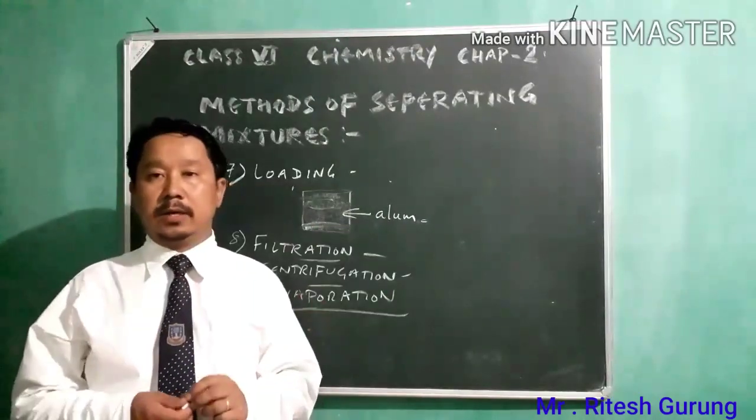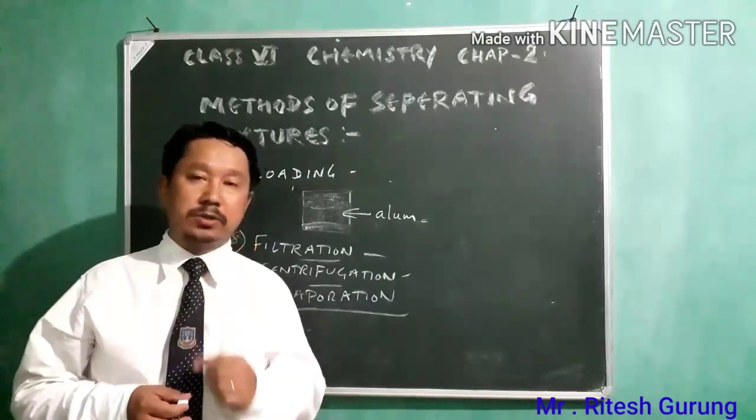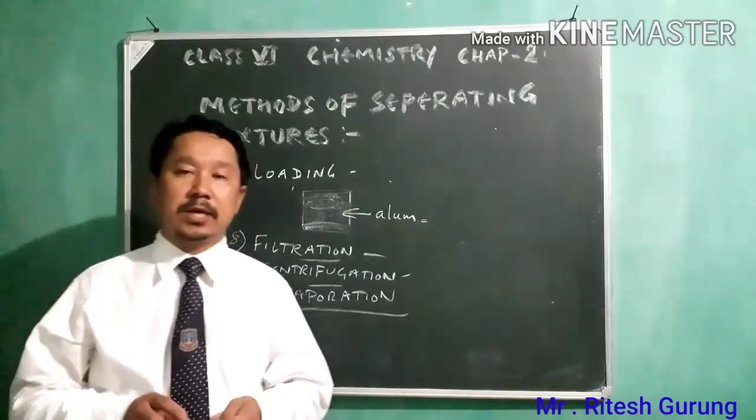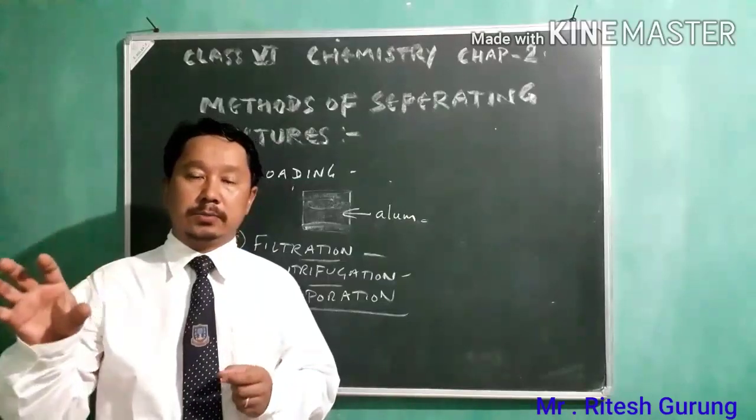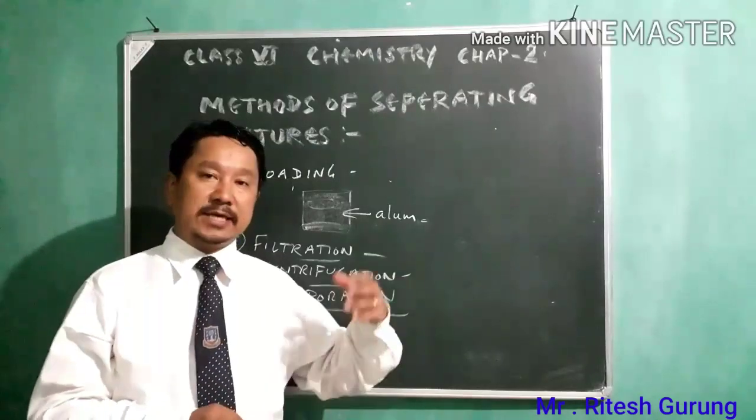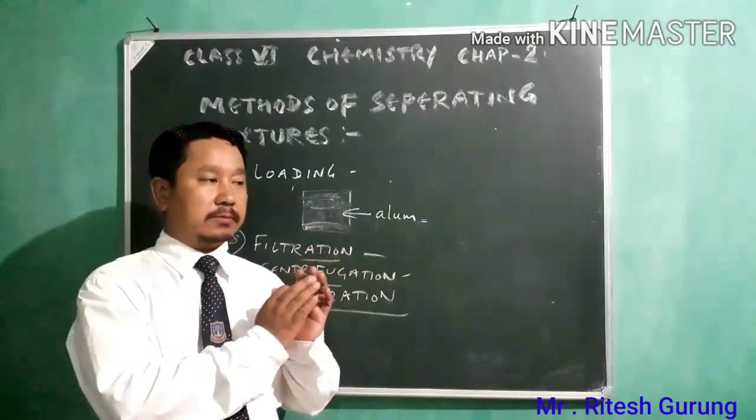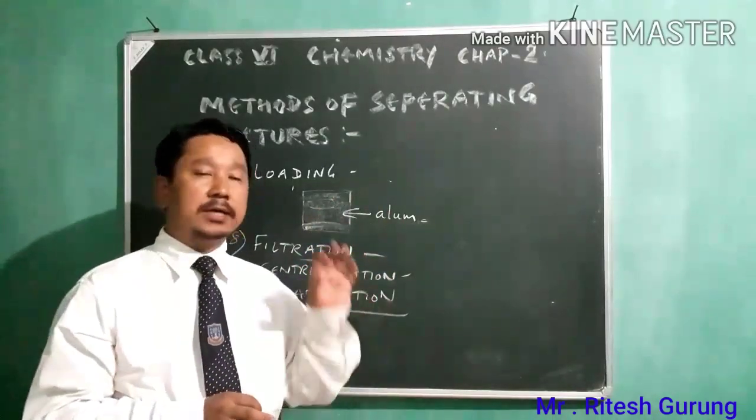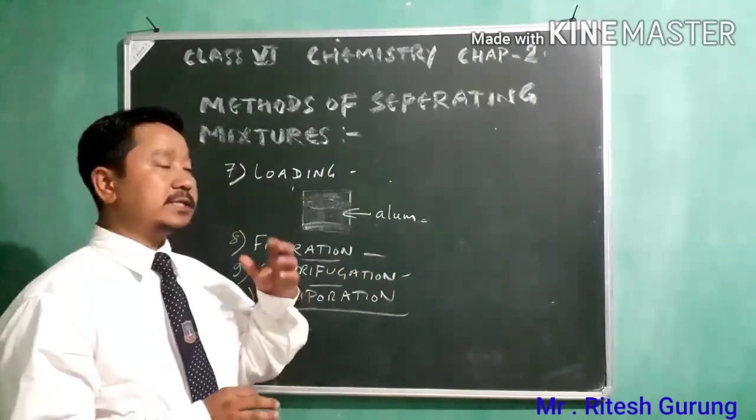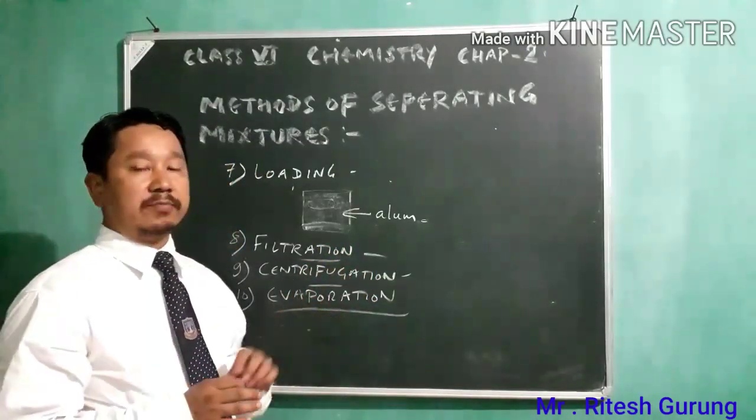So for example, obtaining salt from seawater. As you all know, seawater is rich in salt. So on a large scale, what people do is they pump seawater into the land and allow the water to get heated and evaporated. Over the course of time, the water gets completely evaporated, and only the salt remains there as crystals. So that way the salt can be separated from the seawater. This is where we find the use of the method called evaporation.